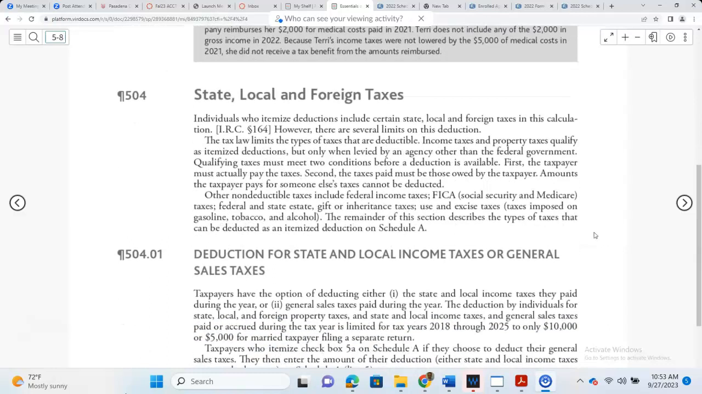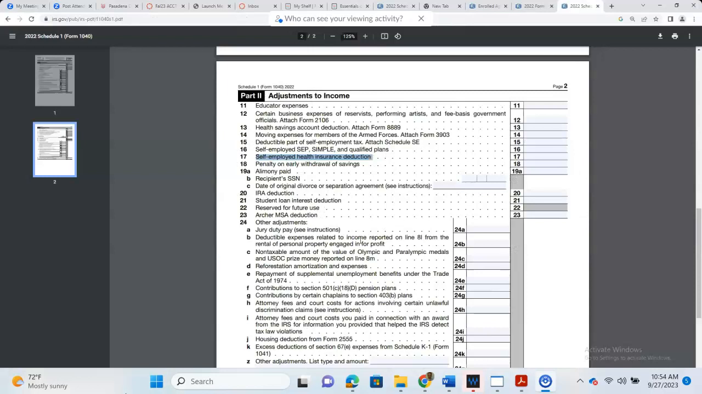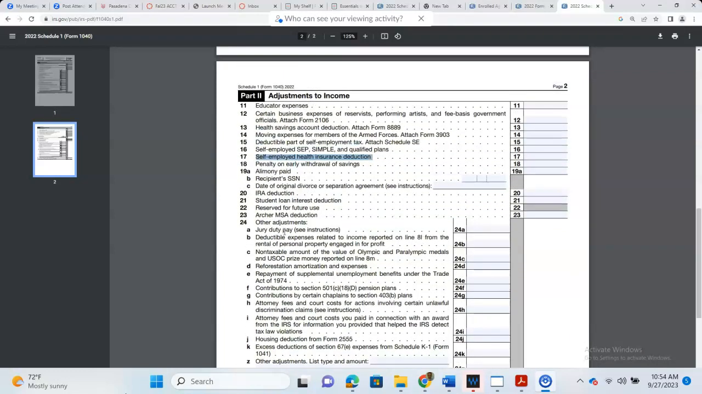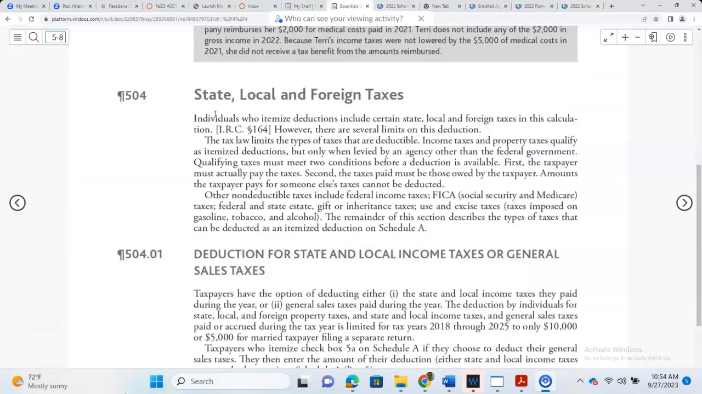State and local and foreign taxes. Remember I said don't put foreign taxes in here, because it's not going to give you benefit. If you have foreign tax, I think you put it in Schedule 1, somewhere here. I don't remember where that was, but in one of those schedules you put foreign tax. So don't put it in itemized deductions.